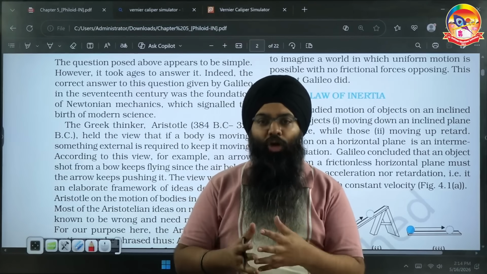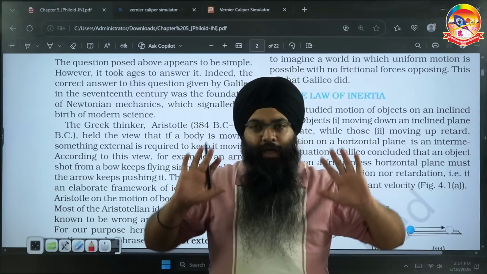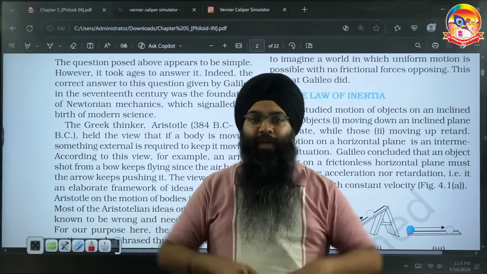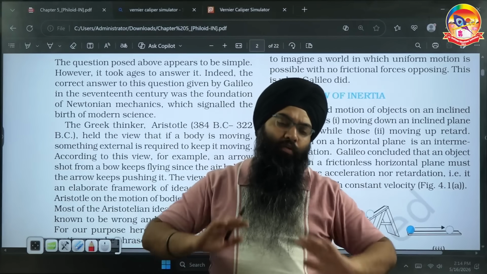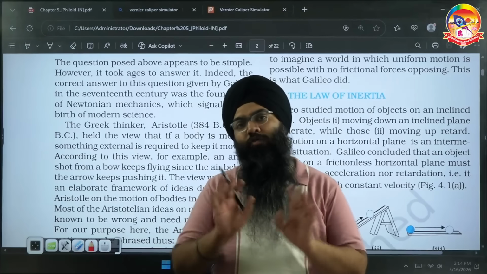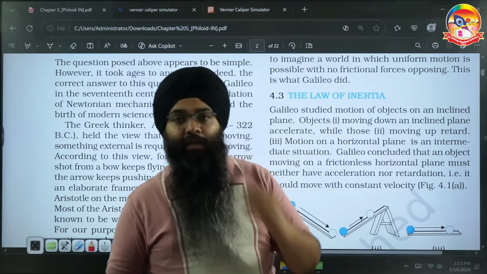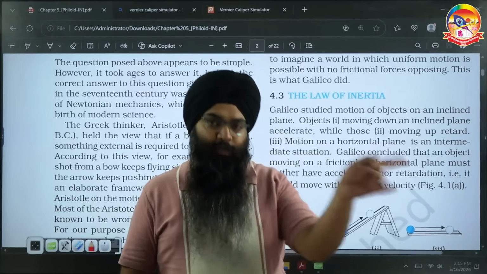So the ability of the body to stay in its original state: if it is moving with uniform motion, then it will always move with uniform motion only. If it is at rest, then it will always be at rest, until and unless somebody applies an external force on that body to change its state of motion.